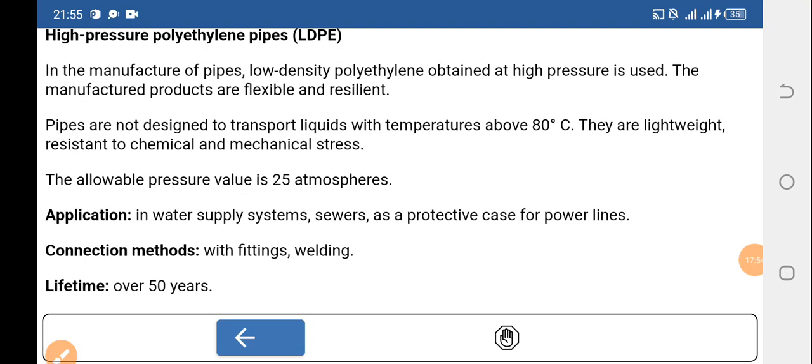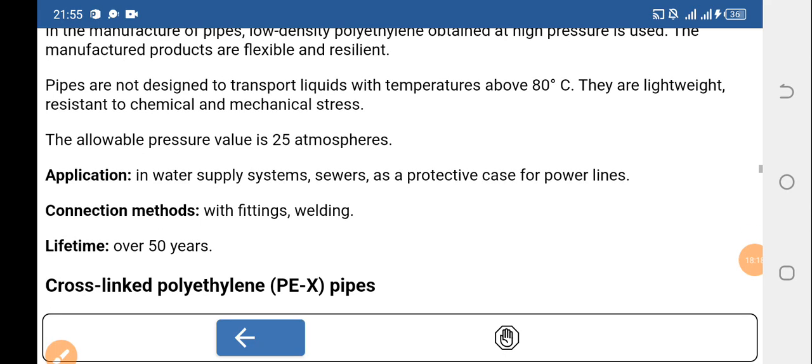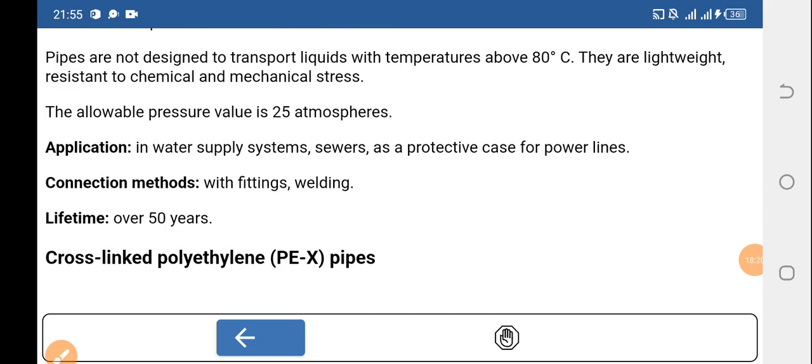Pipes are not designed to transport liquids with temperature above 80 degrees. So meaning that if the temperature is above 80 degrees, the pipe should not be used in hot water like that. They are lightweight, that is one of the advantages. They are not heavy. Resistance to chemical and chemical stress. Their allowable pressure value is 25 atmospheres. So the pressure for this pipe is supposed to be 25 atmospheres.